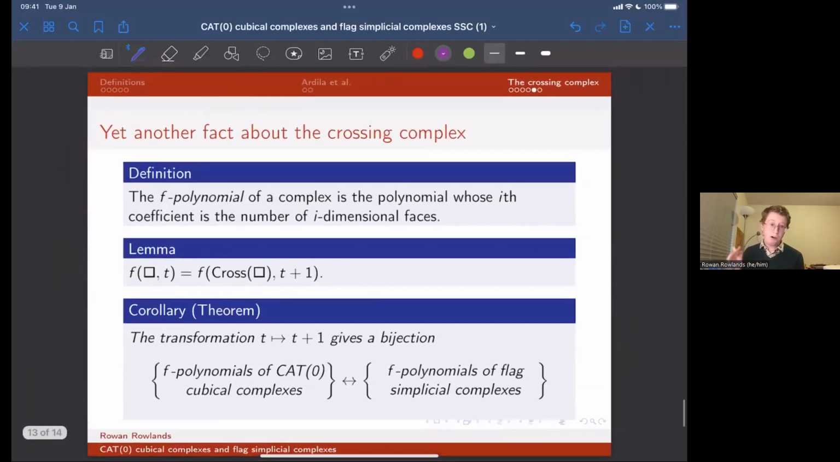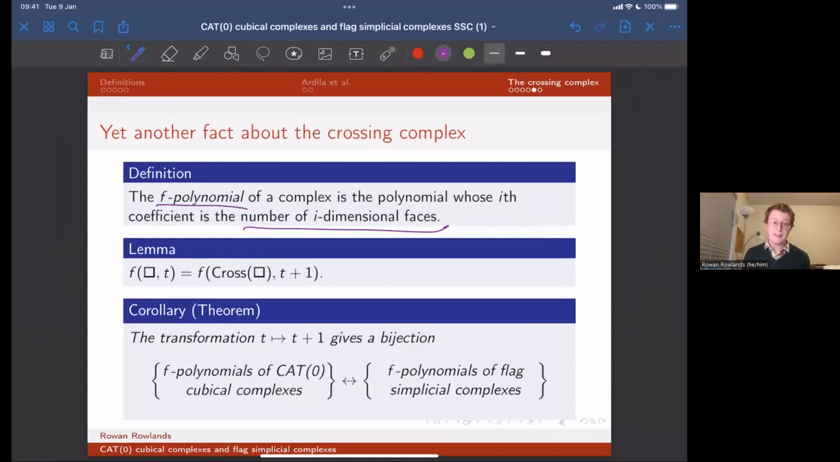Okay, then there is one more fact about the crossing complex that I am particularly pleased about. Before I can tell you that fact, though, I need to give you one last definition, and that is for the F polynomial of a complex. So the F polynomial is the polynomial where the coefficients of that polynomial count the numbers of I-dimensional faces of that complex. Now there is a detail about conventions here that I'm sweeping under the rug.